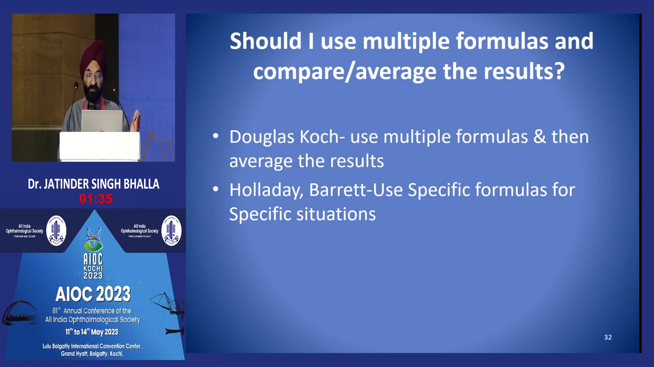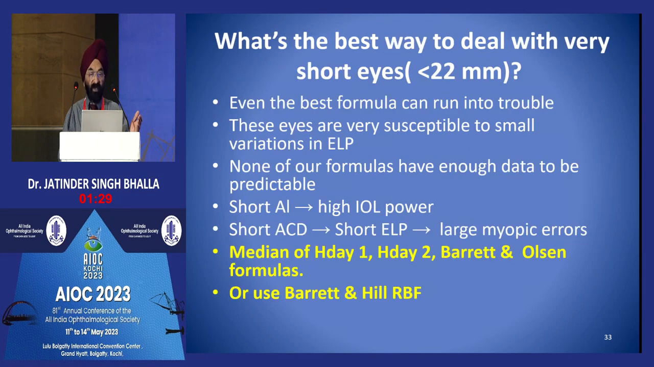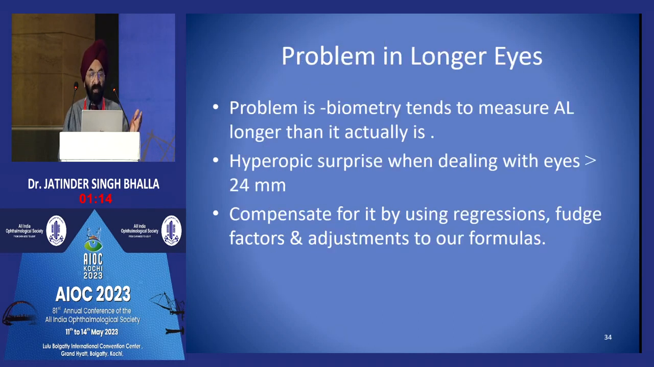Douglas Koch follows this policy, but Holladay and Barrett say horses for courses, that is, specific formulas for specific conditions. So what is the best way to deal with long eyes? We always used to say Hoffer Q, but the conventional wisdom has been replaced by the latest literature, and they say either use the median of Holladay 1, Holladay 2, or use just Barrett and Hill RBF.